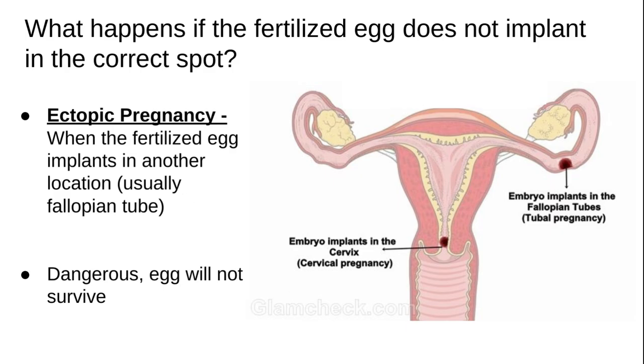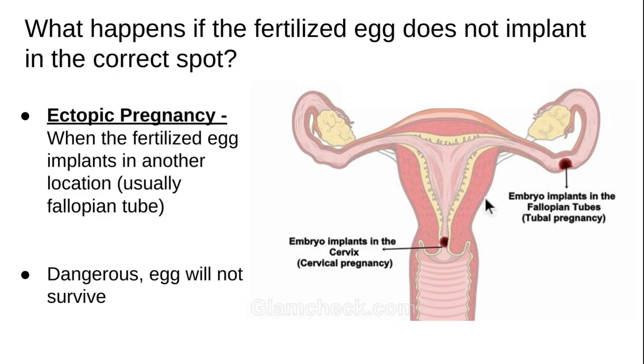So what happens if the fertilized egg doesn't implant in the correct spot? This is what we call an ectopic pregnancy. This is added into the notes packet for this year. So if you don't have this written on your notes packet, you can just add it somewhere where you've got room. So an ectopic pregnancy is when a fertilized egg implants in another location. And most often this happens in a fallopian tube.